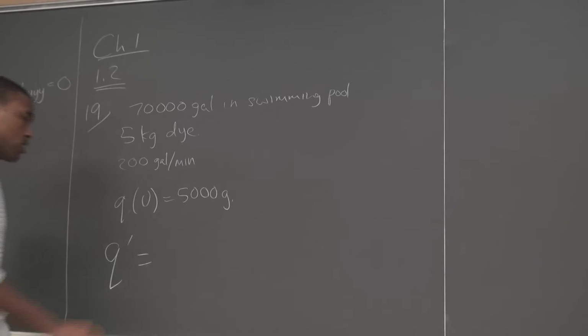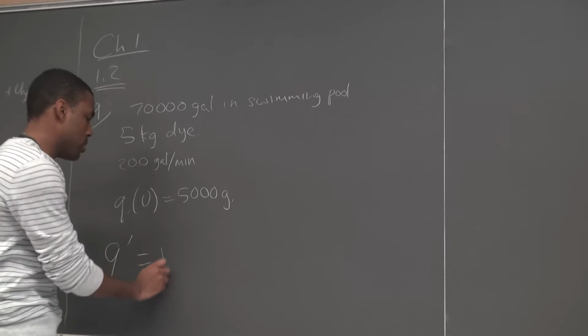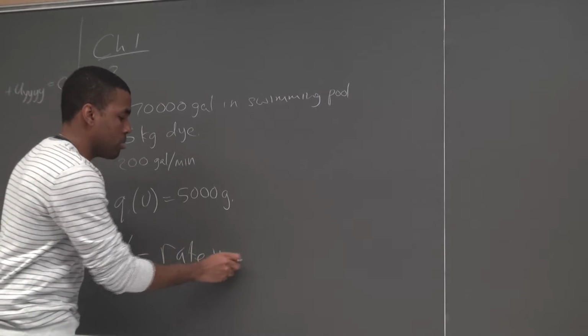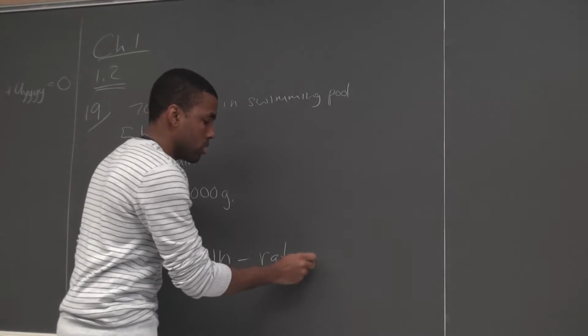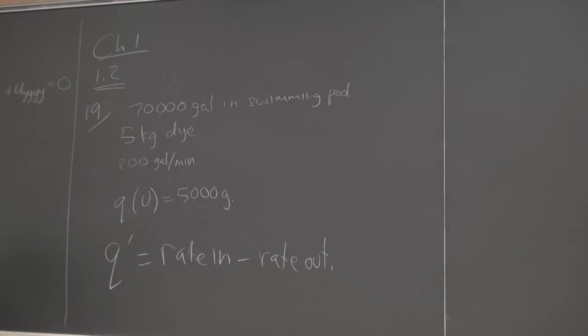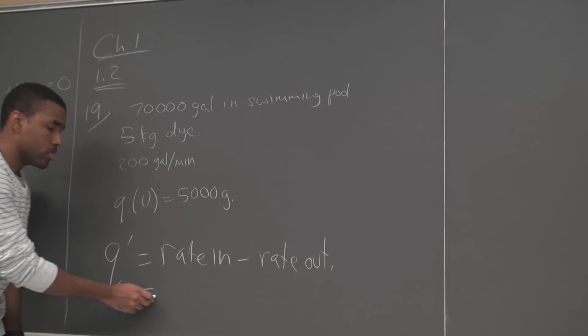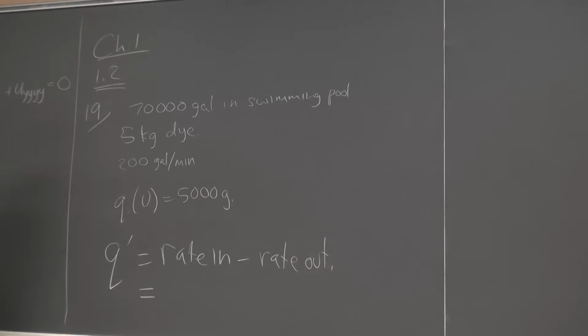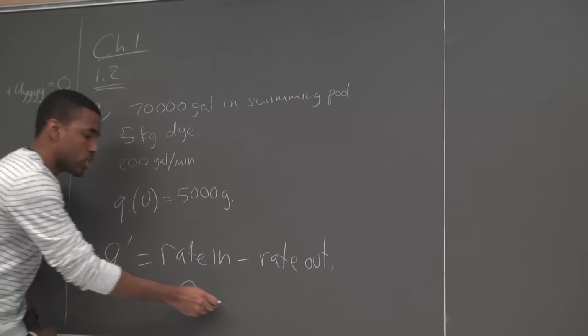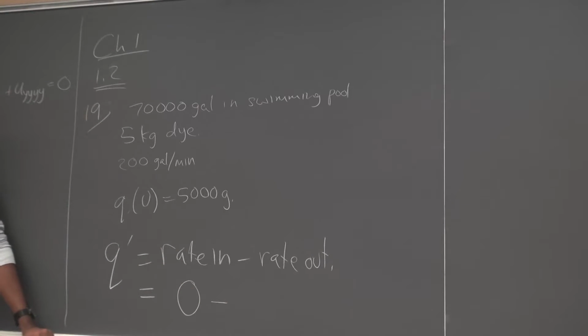Well, we're actually going to cover this more in section 2.3, but basically the idea is to figure out how much is coming in and subtract how much is going out. Right? How much dye is coming into the pool? 0, right? Because we're letting the mixture flow out and we're putting fresh water back in. So in our process, there's nothing coming in. But how much is going out? 5 kg divided by 70,000 gallons times 200.